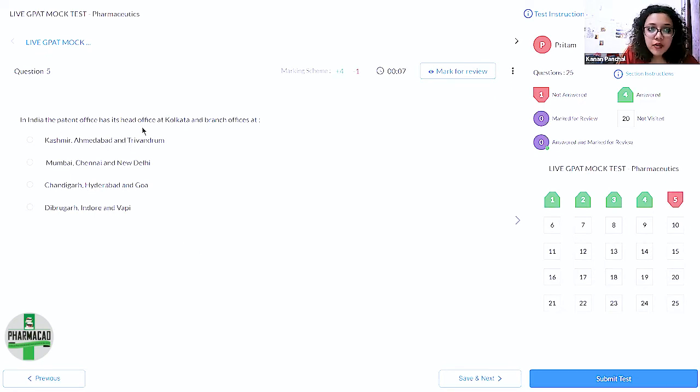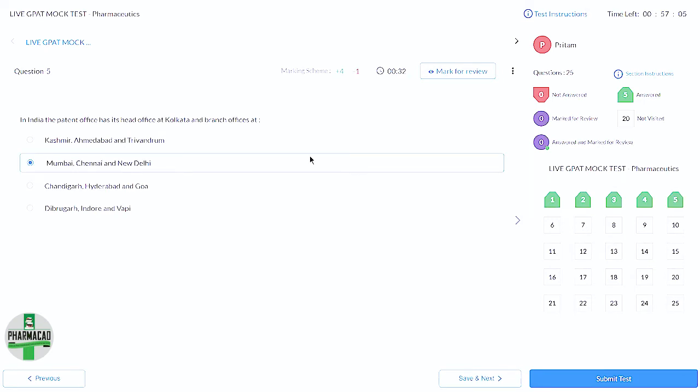In India, the patent office, the head office is at Kolkata, branch offices are at, anybody can raise hand and answer this one. Manshi. Ma'am, it's B. Yes, correct. Mumbai, Chennai, New Delhi. Remember all the metropolitan cities. One in west, which is Mumbai, one in north, New Delhi, south, Chennai, and in east, Kolkata. That is how you're going to remember these. Okay?